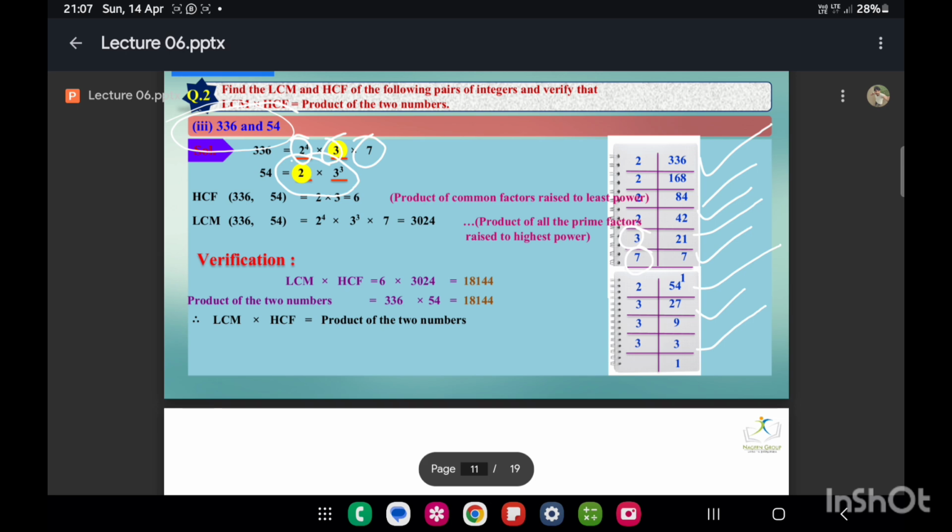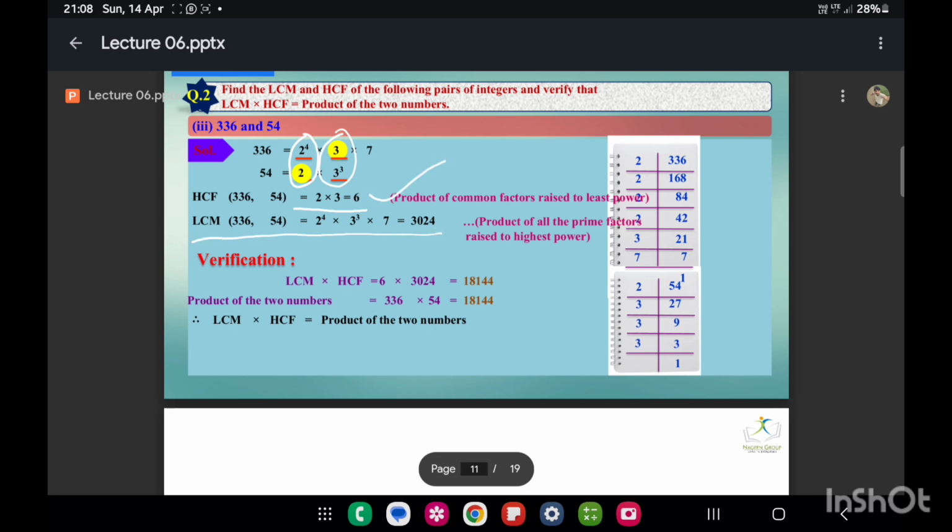So HCF is equal to 2 into 3, because both have 2, and the highest common power is 2 power 1, and 3 power 1 is also common in both the numbers. So 2 3s are 6. HCF is 6, and LCM we take the common ones with highest power, 2 power 4 and 3 power 3, and the one which is in only one of the numbers, we also have to take, that is 7. 2 power 4 into 3 power 3 into 7 is equal to 3024.